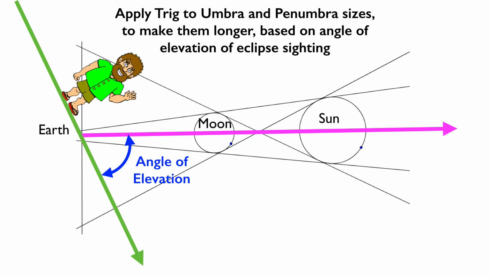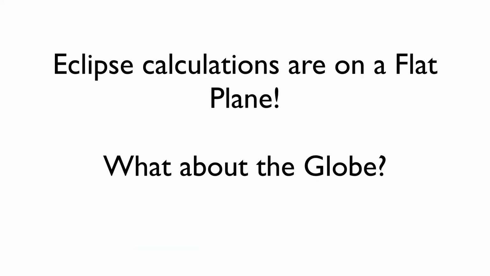And then what the spreadsheet does is it applies trig to the umbra and penumbra calculations, and it makes them slightly longer. Because if it's directly overhead, the shadow is smallest it can be. But if it's at an angle, the shadow is spread out over a little bit more area. Okay, so that's a calculation done by the spreadsheet.